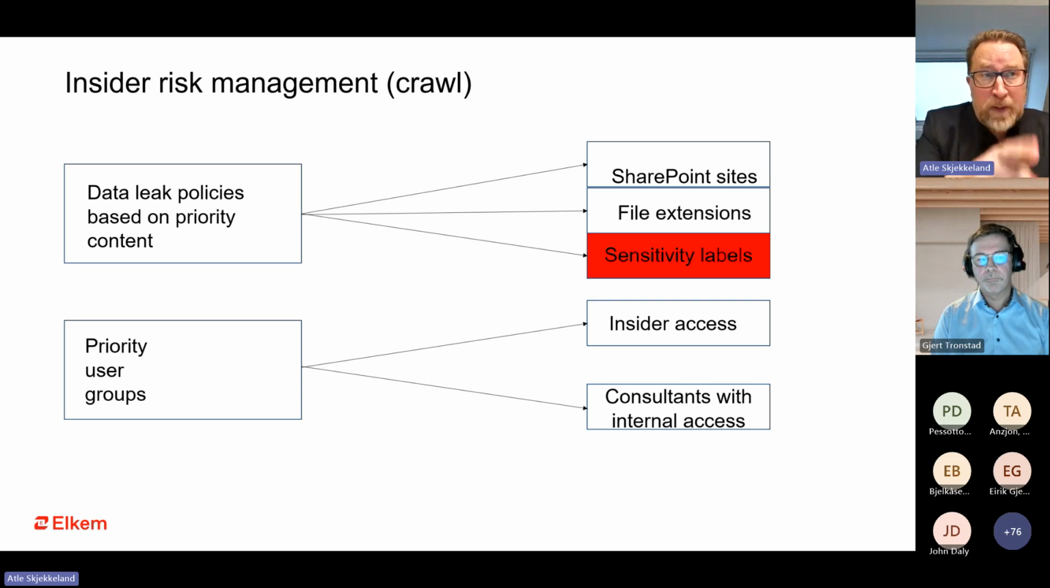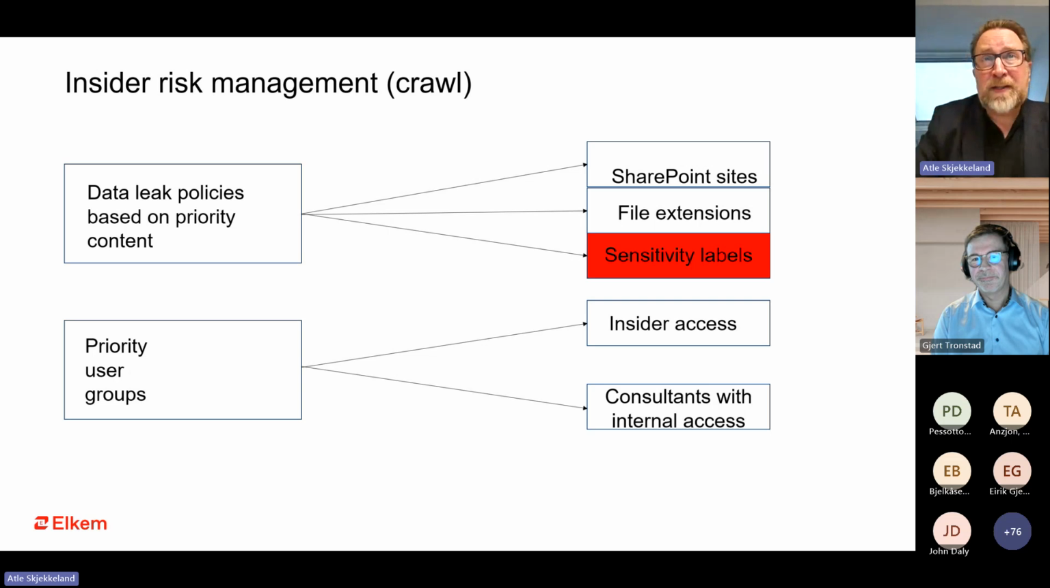We also have priority user groups. That could be people who, based on their role, have some sort of access to very sensitive information, and then we monitor and control that more carefully. Or consultants like us, hired in with internal access, to ensure that we don't use this information or take it with us to help in the next engagement or whatever. So that's usually the crawl phase.